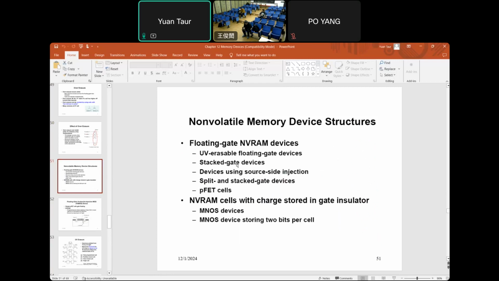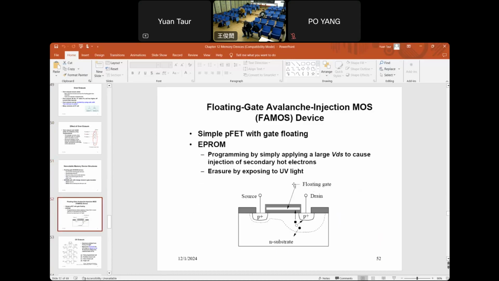So far we talked about the floating gate. It is also possible to store the charge in the gate insulator, and that we talked about, the MNOS device with a nitride. Okay. This is a floating gate. This is the first, simplest floating gate called the famous device.